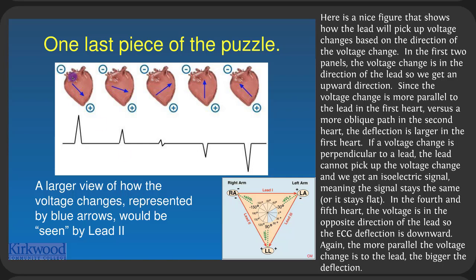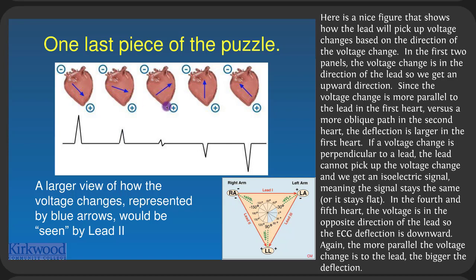In the first two panels, the voltage change is in the direction of the lead. So again, lead 2 goes from the right arm to the left leg. These voltage changes are going in the same direction, so we see a positive deflection. Also, note part 2 of that rule is that a lead will only pick up the part of the voltage change that's parallel. Notice that this first panel shows a voltage change that's very parallel to the lead, but this heart shows a voltage change that's less parallel to the direction of the lead. So we see a less positive upward deflection here because it's not as parallel to the lead.